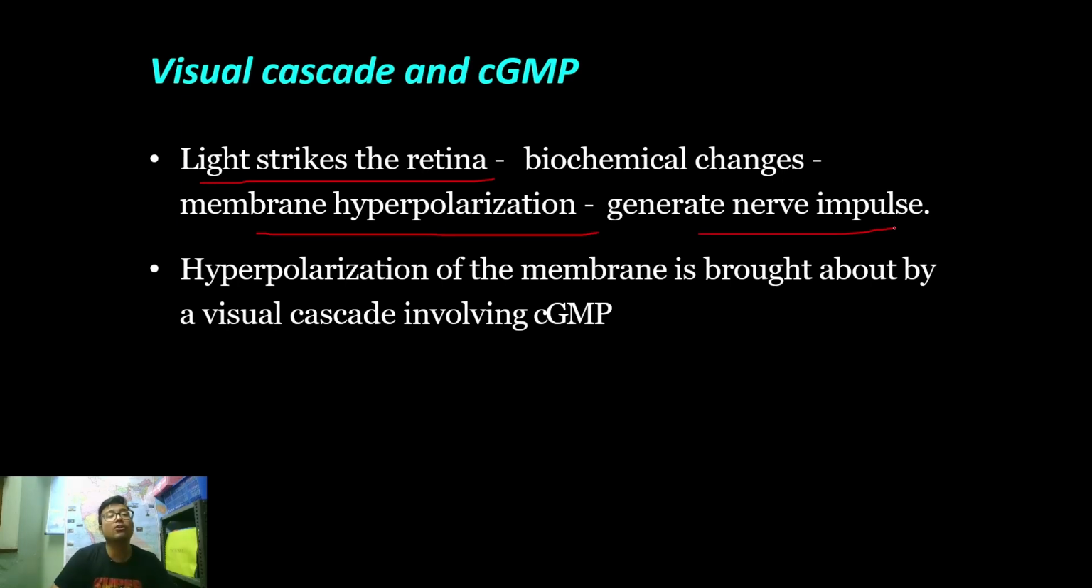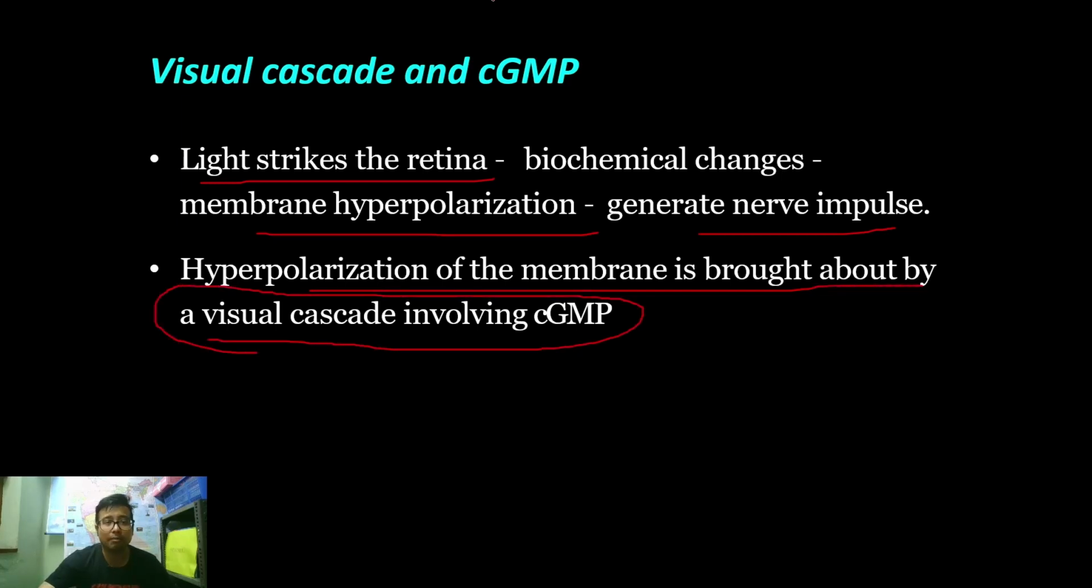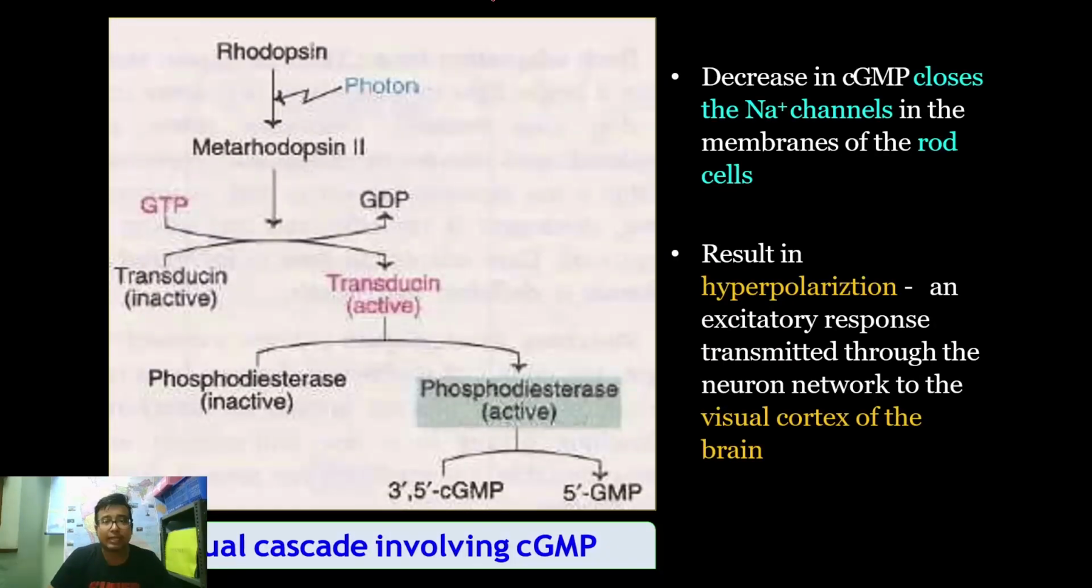Right, by now you already know what is hyperpolarization, what is depolarization, what is resting membrane potential from your physiology. So this is nothing but the same phenomenon that is happening in nerve conduction. This hyperpolarization of the membrane is brought about by a visual cascade involving cGMP. So this cGMP plays a role in membrane hyperpolarization and it helps in generation of the optic nerve signal.